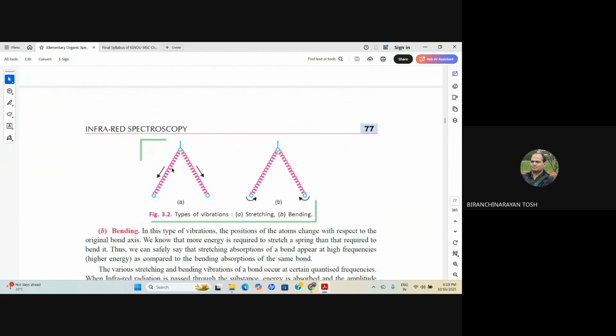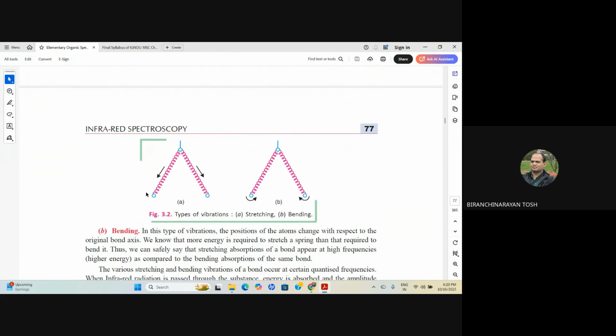In the spring and ball model, it is explained here: the spring is related to the bond, and the ball is the atom. When the two atoms move away from each other or come closer to each other on the same bond axis, it is known as stretching vibration. But this one is the bending vibration. They will come closer or go away from each other, or one will come up the plane and one will be below the plane. Different types of bending vibrations are there, we'll discuss.